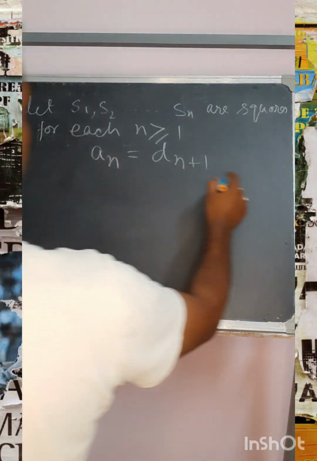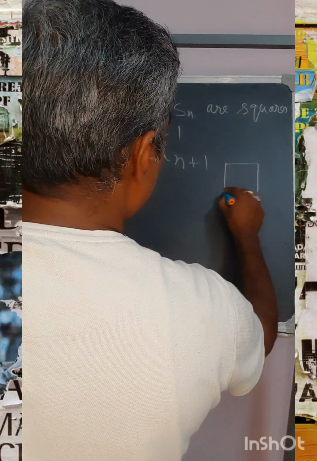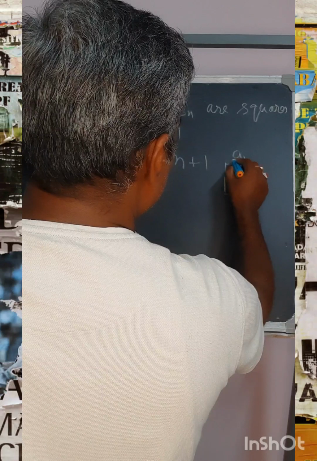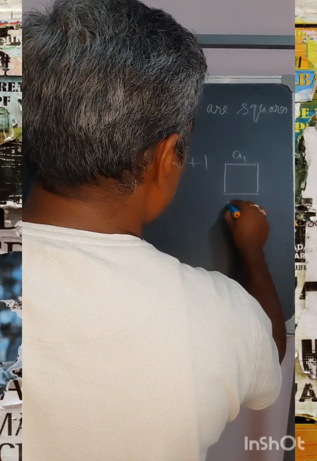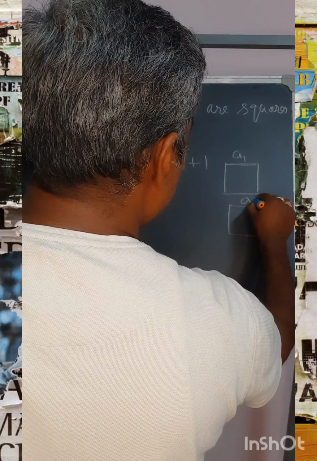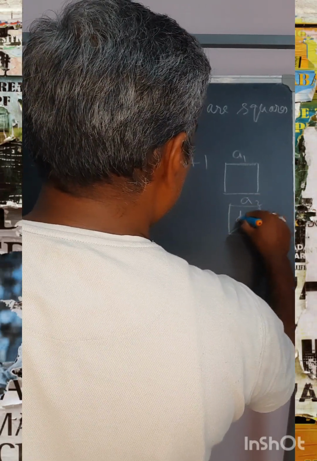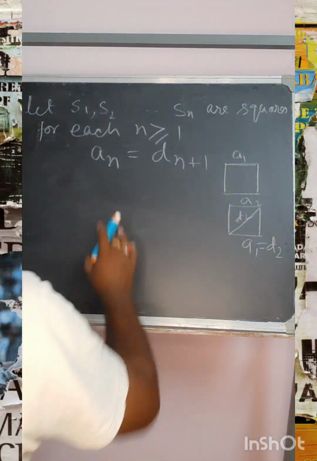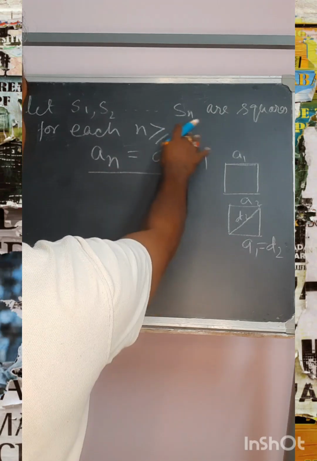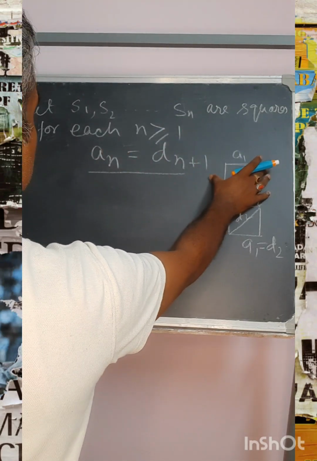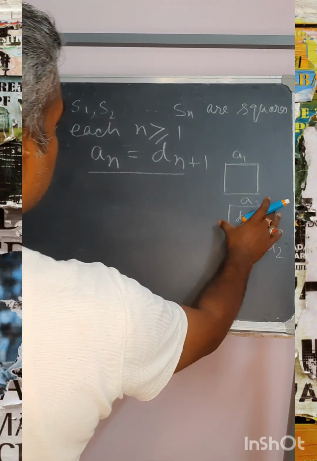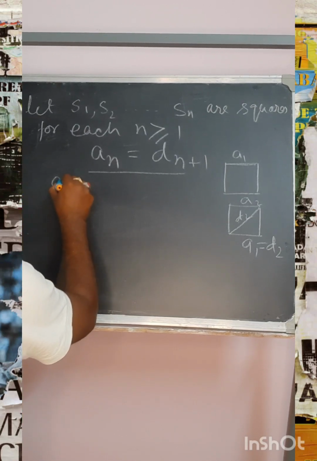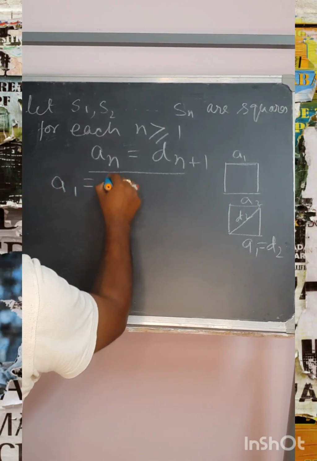So if I take the first square, let's say a1, the arm length of a1, and the second square whose arm length is a2 and whose diagonal is d2, then a1 has to be equal to d2. So as per the condition, for any n, the arm length of the first square is equal to the diagonal length of the second square. Also, it is given that the first square's arm length is 10.